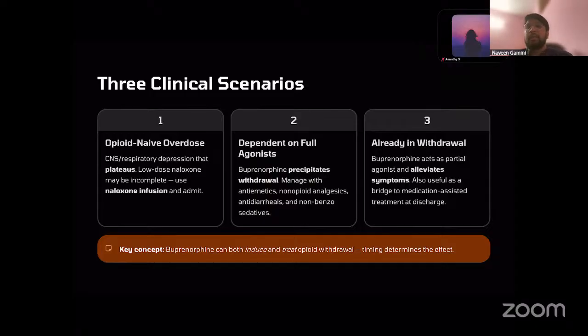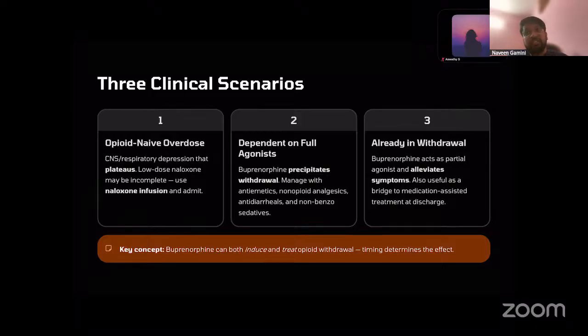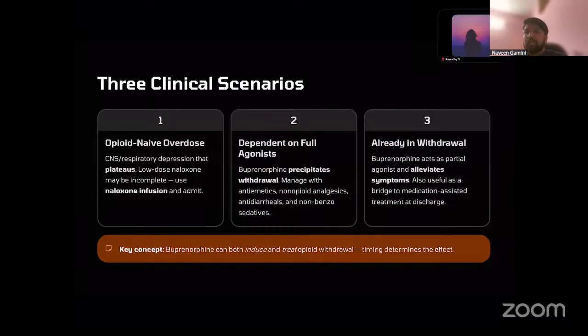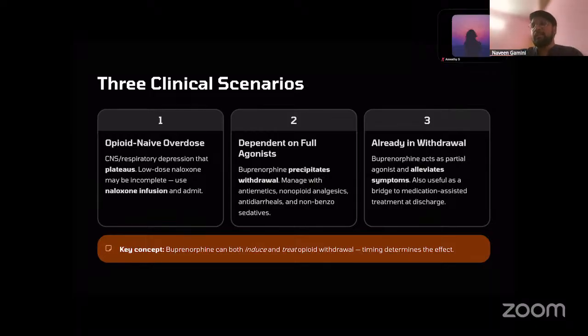So you need to understand the role of buprenorphine in three different clinical scenarios. If buprenorphine has been taken as an overdose in a person who is not abusing opioids, then we need to treat that person with low-dose naloxone as infusion and we need to admit the patient. If the patient is an abuser, buprenorphine will precipitate withdrawal and we need to manage withdrawal symptoms. And if the patient is already in withdrawal, then buprenorphine will help to alleviate and reduce the withdrawal symptoms. So the key concept is buprenorphine can both induce and treat opioid withdrawal. The timing of the clinical condition will determine which kind of effect it produces in the patient.